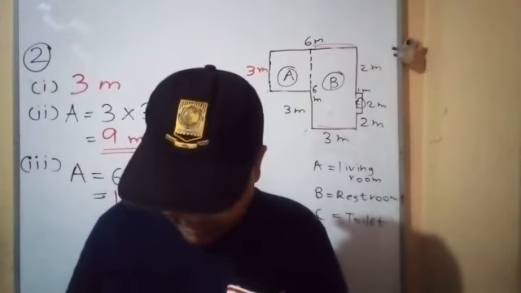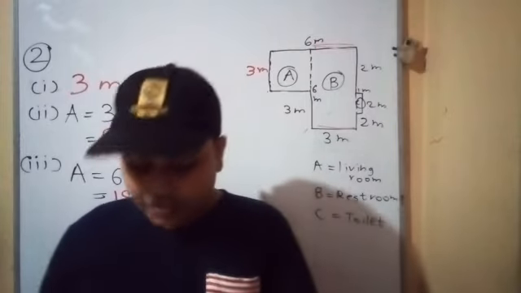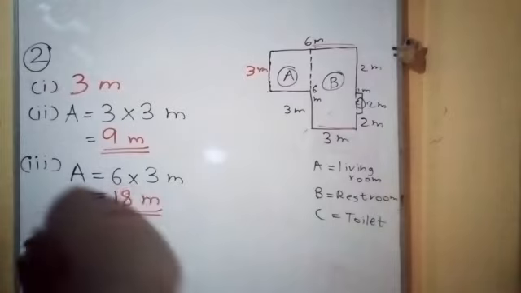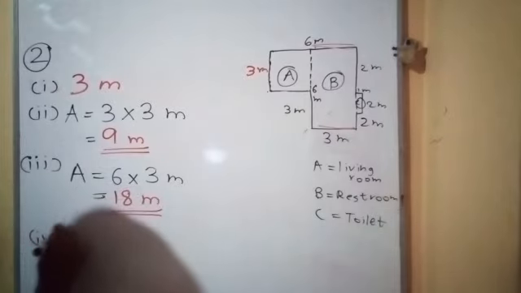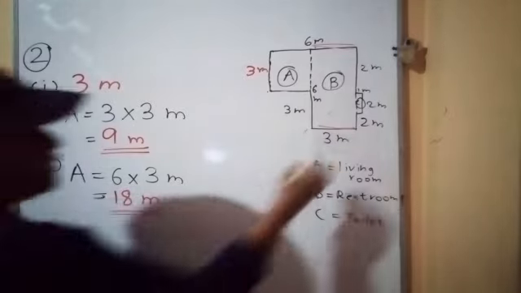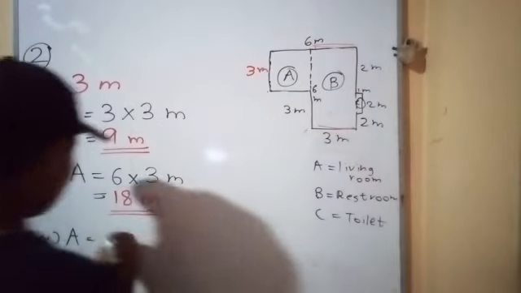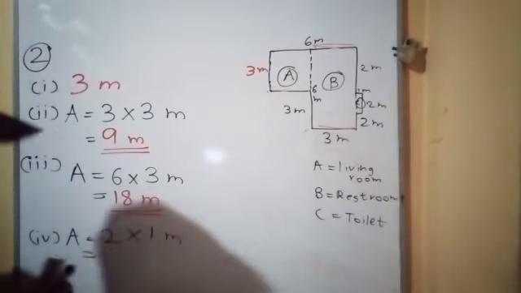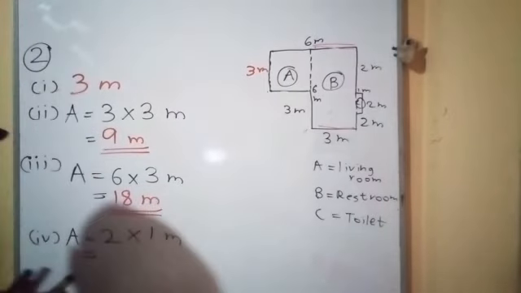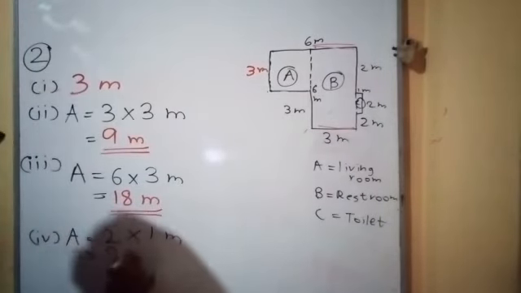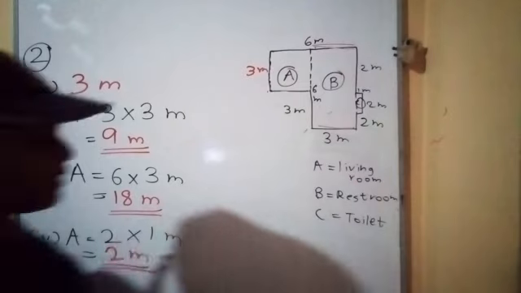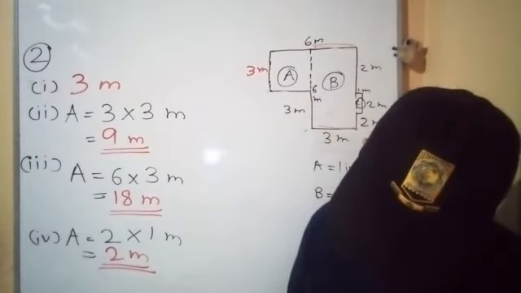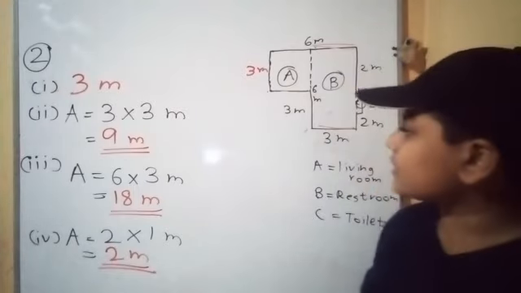Now, what is the fourth one? Find the area of the toilet. What is the area of the toilet? Now, fourth one, area. This side is 2. That means 2 multiplied by 1. So, what is the answer? 2 multiplied by 1 is 2. 2 square meters. That is the area of the toilet.